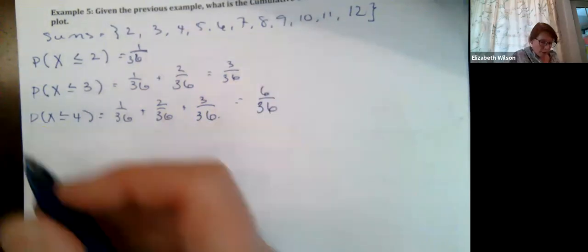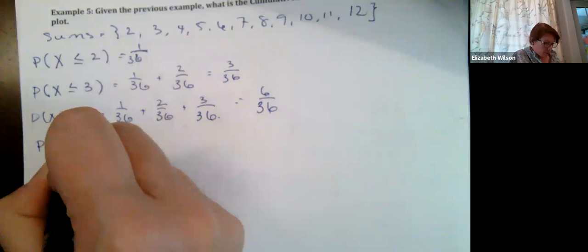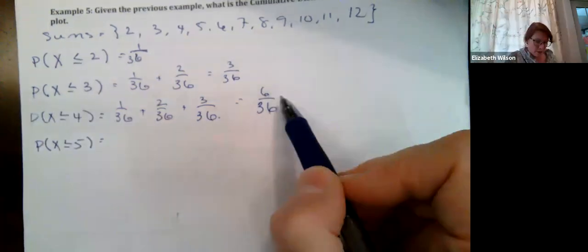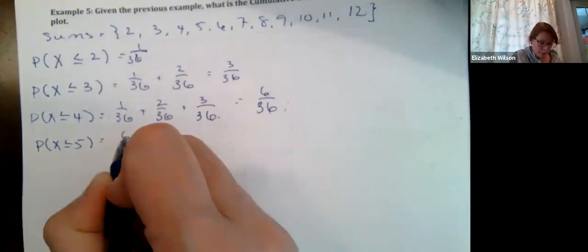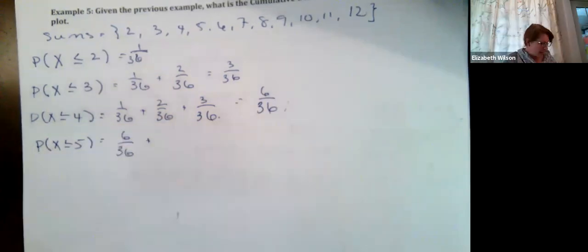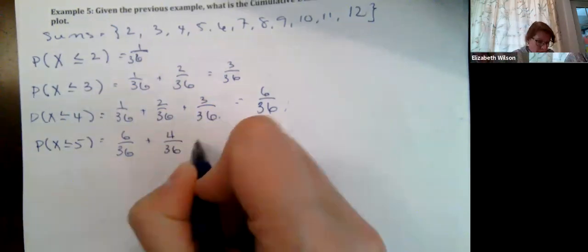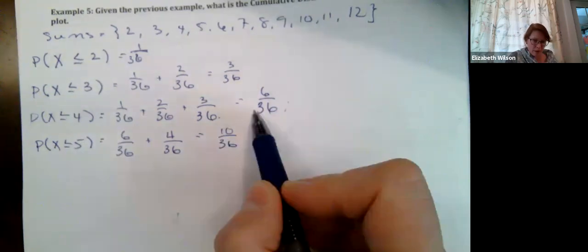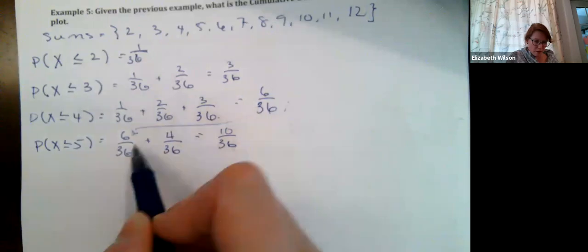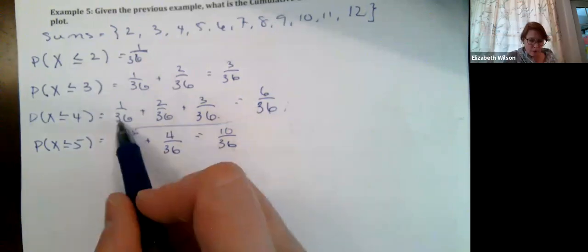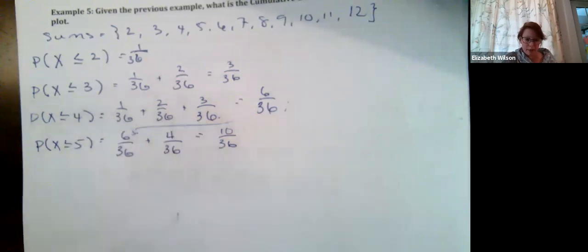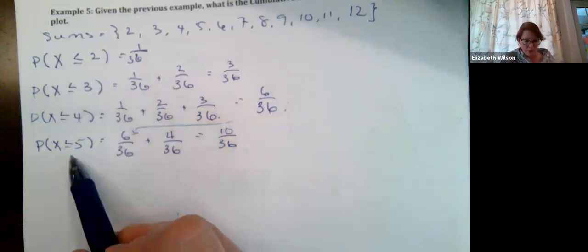So again, for x is less than or equal to 5. Now what I'm going to do is take this 6 out of 36 because it's everything that I've summed up before. And then I'm going to add in the probability that x is equal to 5. That was equal to 4 out of 36. So this is 10 out of 36. This 6 right here is our sum from when x is equal to 2, when x is equal to 3, when x is equal to 4. That's contained in this 6 value right there. This 4 comes from when x is equal to 5. So I'm summing it up.